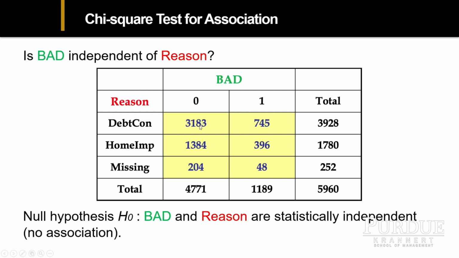Then we calculate how many customers have reason debt consolidation and bad equals 0, and so on, until we get all the entries. Make sure the total sum is 5,960. Okay? Then we can use this table to calculate the chi-square value.